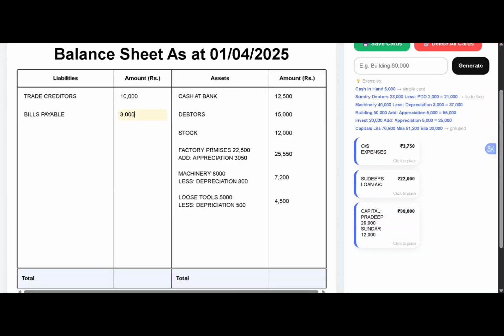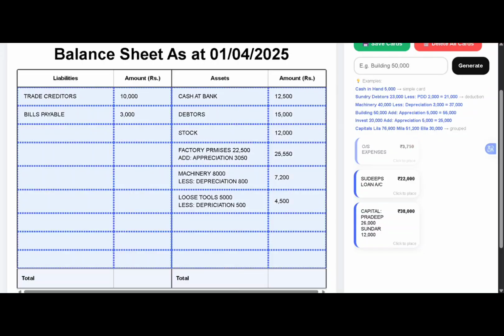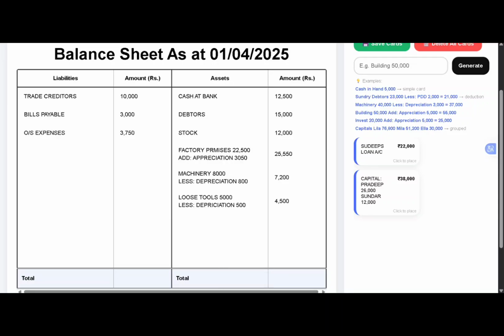Now, next liability what we have is the outstanding expenses. Now, for outstanding expenses, we had an adjustment which says that the outstanding expenses are being reduced. It is being brought down. So we are going to take the new value which is given in the adjustment, that is outstanding expenses 3,750. So we will not consider the old balance of the outstanding expenses as it is being brought down. So we will take the new value which is given in the adjustment.